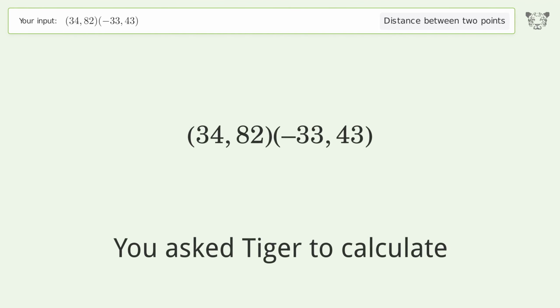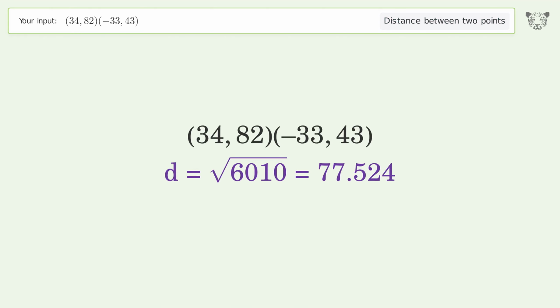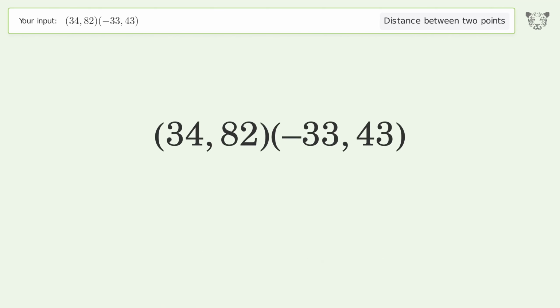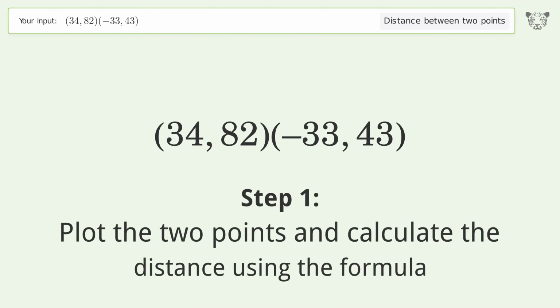You ask Tiger to calculate. This deals with the distance between 2 points. The distance between the 2 points is the square root of 6010, or 77.524. Let's solve it step by step. Plot the 2 points and calculate the distance using the formula.